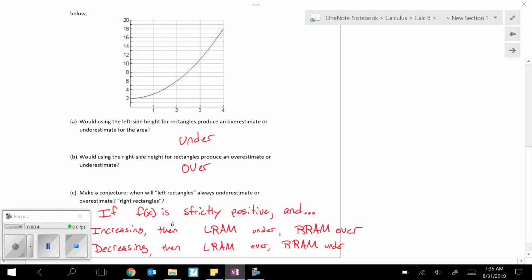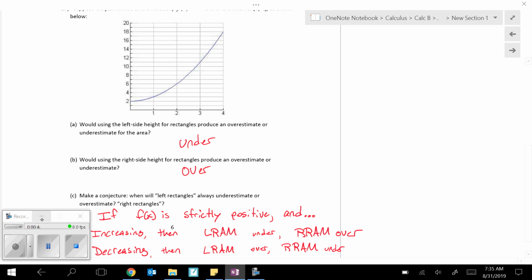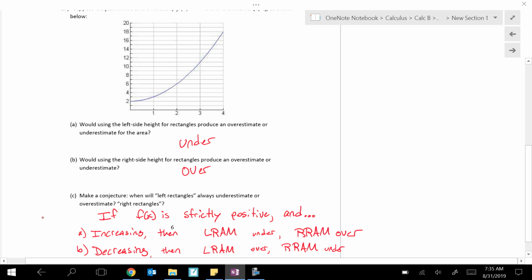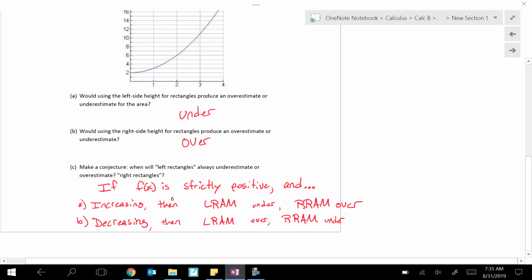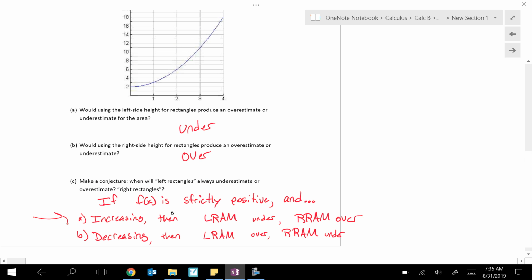And then there was a problem at the end where you were supposed to try and come up with a pattern here. And it depends on the first derivative. So if the function is strictly increasing, then using left-sided rectangles is always going to give you an under approximation. And the reason why is because, look at this graph here. If I'm going to build four rectangles here, one, two, three, and four, and I use the left side to define the height, that's the important thing, then I'm always going to be underneath the function, or at best, I'm going to be tied at that one single point.